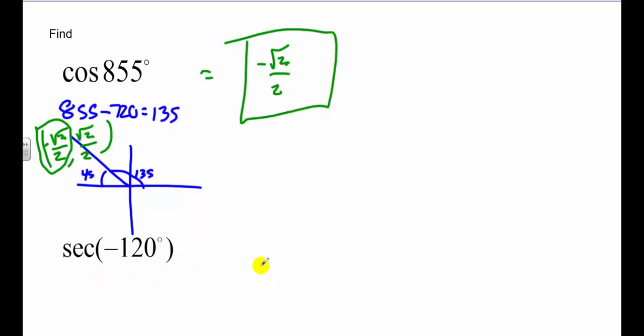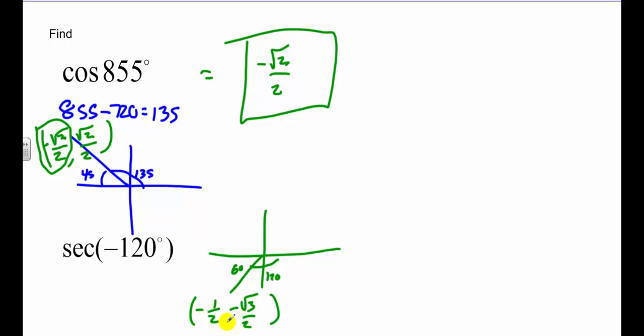Secant of negative 120, again, let's go ahead and find that. I have to go clockwise rotation 120 degrees, so that puts me somewhere around here. Again, I'm more concerned with the angle closest to my horizontal axis, because that's going to be my symmetry flip, if you will. And it's going to have the same relative x and y's as the first quadrant 60 degree angle. First quadrant 60 degree angle is a half and root 3 over 2. Since I'm in the third quadrant, they're both negative once again.